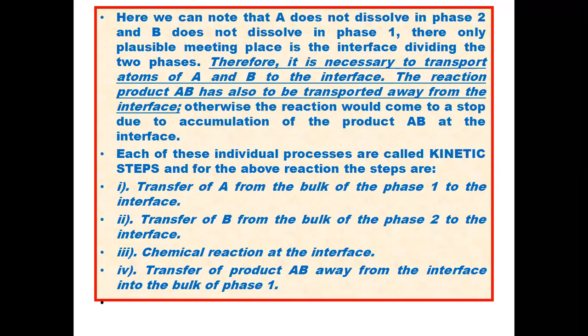So those are transfer of A from the bulk of phase 1 to the interface, transfer of B from the bulk of phase 2 to the interface, chemical reaction at the interface, and transfer of product AB away from the interface into the bulk of phase 1.